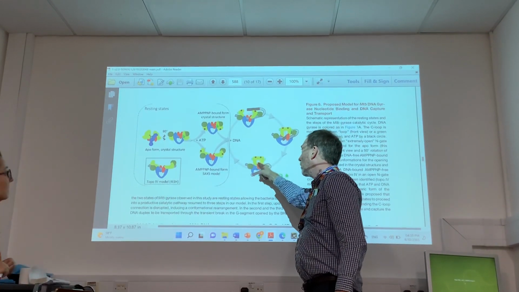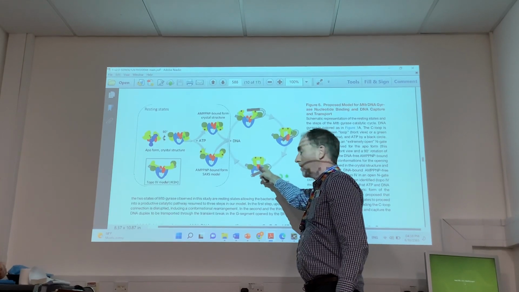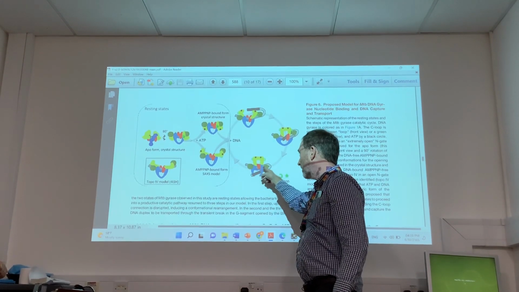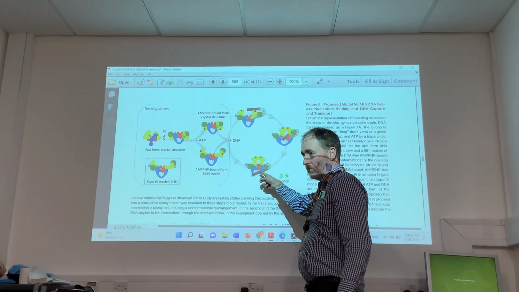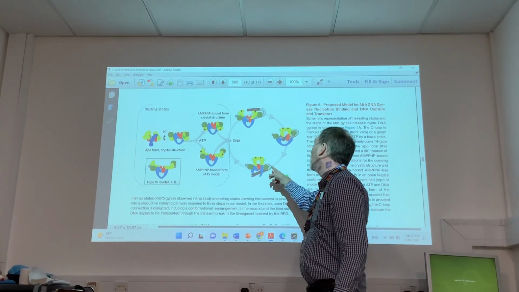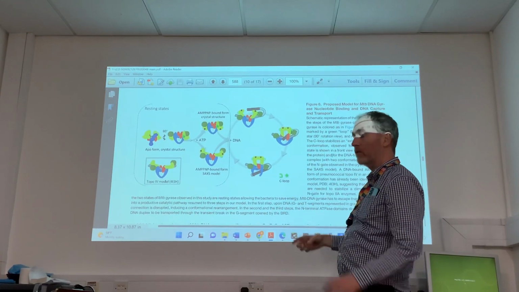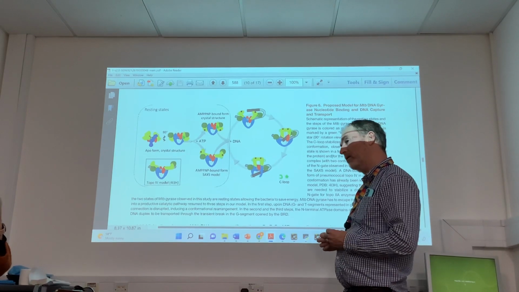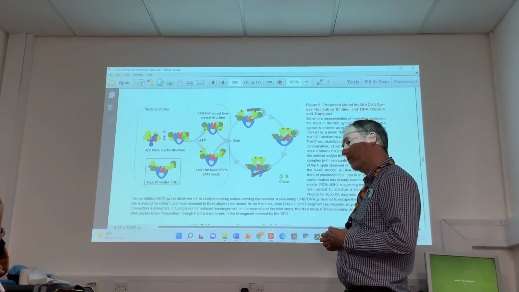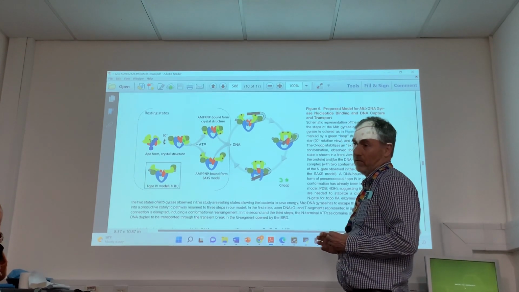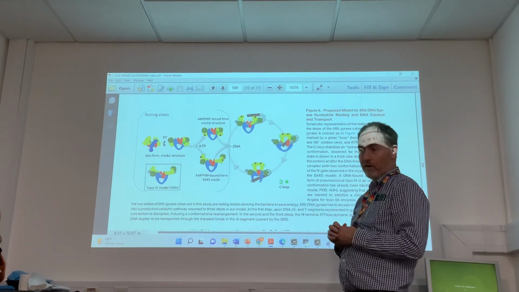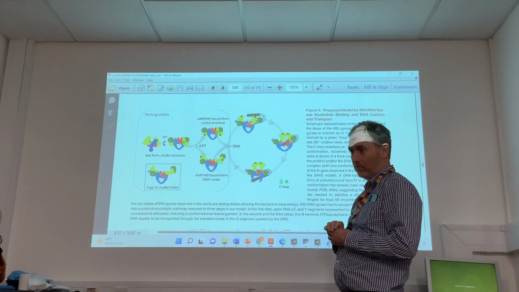So what you're showing is that the signal is transmitted to where the DNA would be. Does the transducer contact the DNA? Yes. So we are showing the appropriate communication.